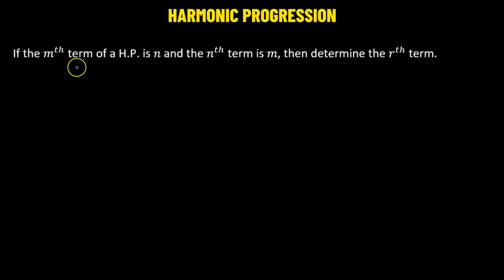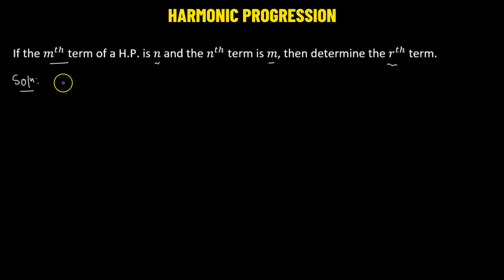So here in this problem, it's provided that the mth term of a harmonic progression is n, and the nth term is m. So using these two facts, we need to determine the rth term. Let us begin. So first what we'll do, we'll consider an arithmetic progression. That will make things easier.